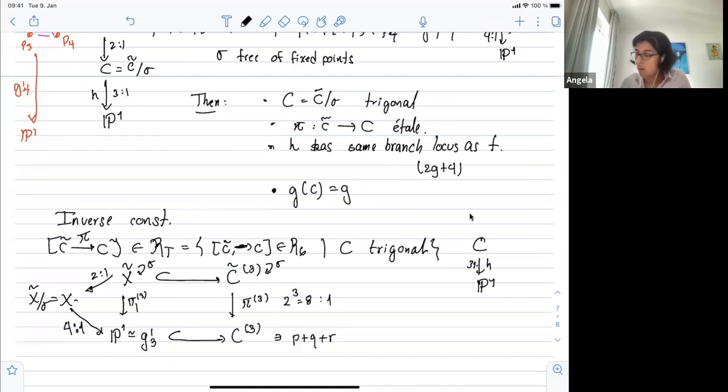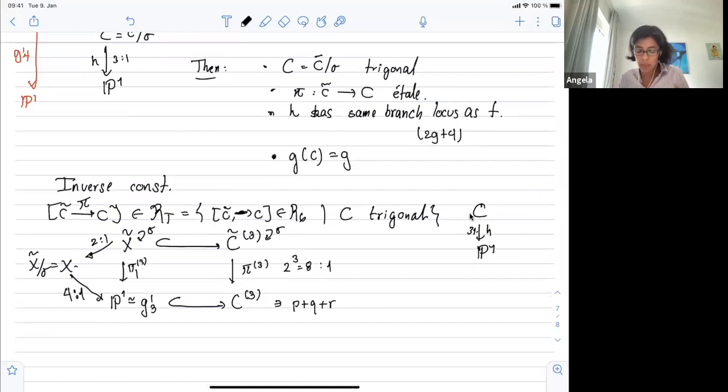Okay, so maybe, let's see, where am I? My notes, here are my notes, yes. Maybe I should stop. Now, what's the question? Using this trigonal construction, I'm going to show that there is exactly only one double covering of a trigonal curve mapping to the Jacobian. It's not so difficult now.